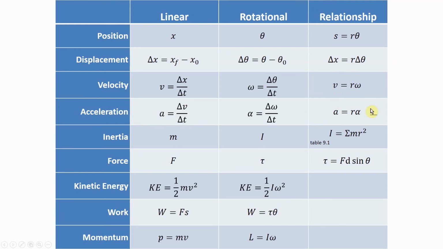All right, same thing with A. Today we talked about my mass becomes I. The relationship is I equals the sum of mr squared. My force becomes torque, and the relationship is torque is force times distance times sine theta. My kinetic energy becomes 1/2 I omega squared. My work becomes W is tau theta. My momentum is L equals I omega. Same idea, not so bad to use.